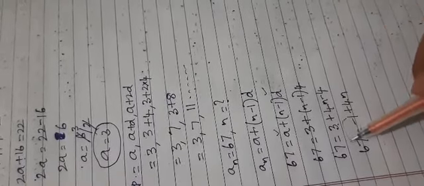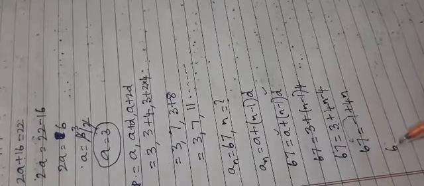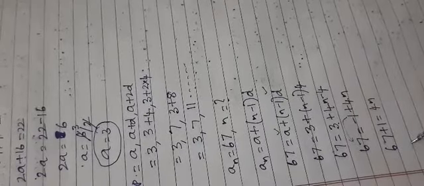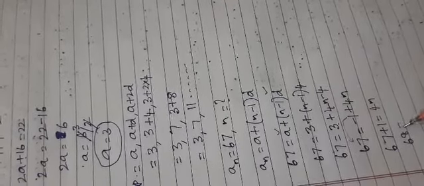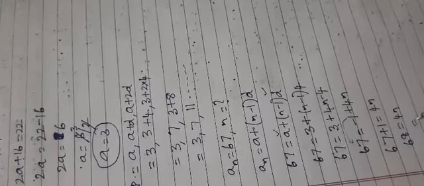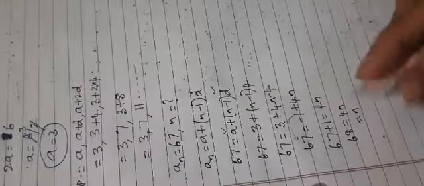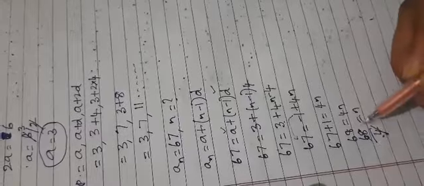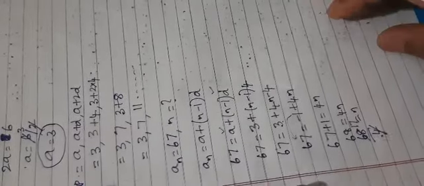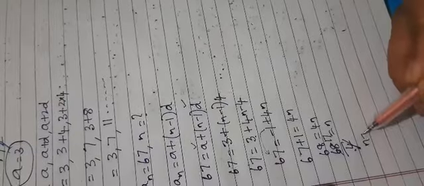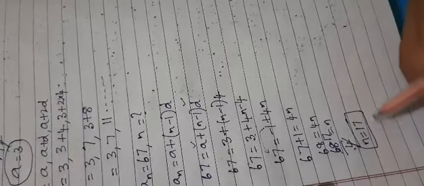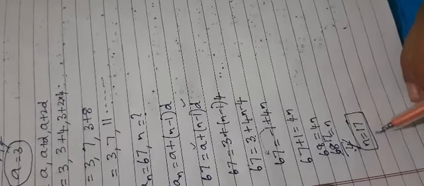Next 67 is equal to 3 minus 4, which is minus 1, plus 4n. Next, minus 1 if you transfer to the other side, that becomes 67 plus 1 is equal to 4n, or 68 is equal to 4n, or n is equal to 68 divided by 4. 4 17s are 68. So n is equal to 17. So the number of terms that is asked in the question is n equals 17. So thank you.